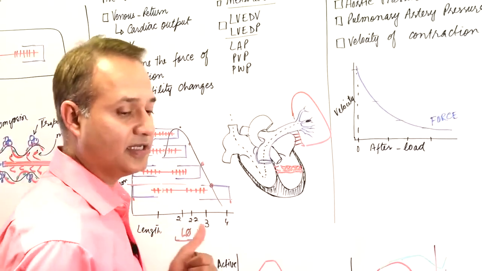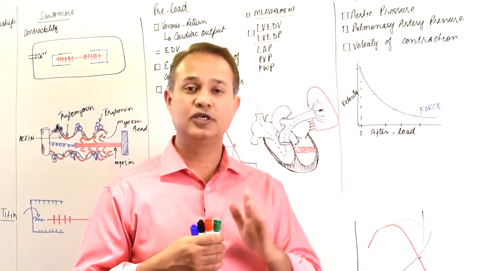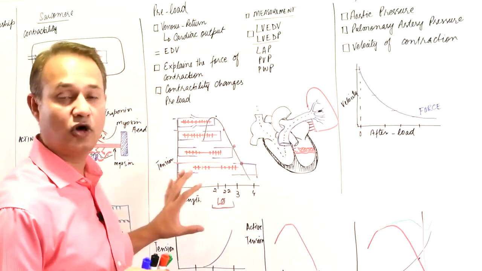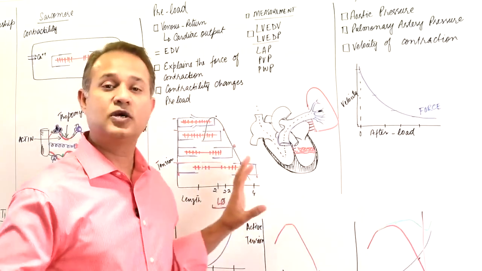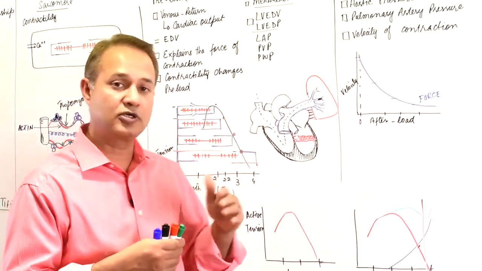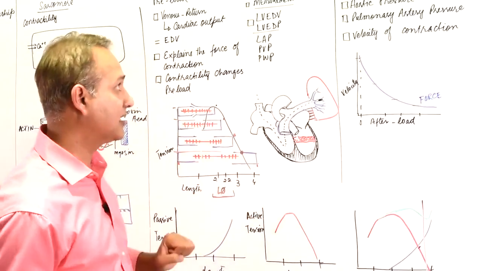So what preload does is, pre-stretch increases the force of contraction. So preload is related to the force of contraction, and this mechanism is called the Frank-Starling law. So what does the Frank-Starling law explain? It explains that increased stretch would cause increased force of contraction, and why does that happen and how? That is the mechanism here.